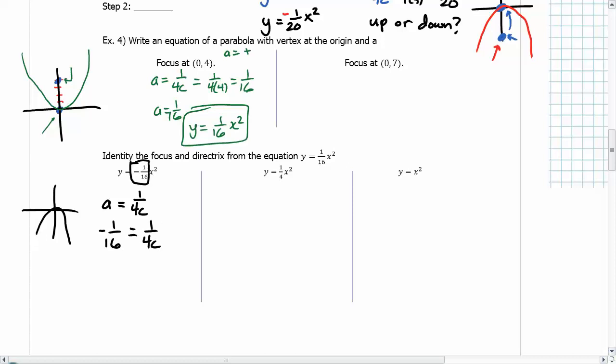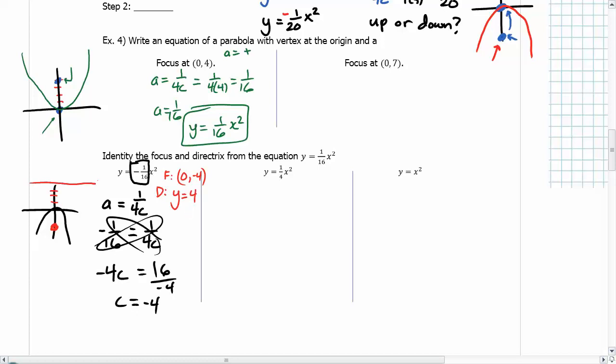Well, you can actually just cross multiply and solve this. So 4c, or negative 4c, equals 16. So that's just cross multiplication. And divide by -4. So c equals -4. Which means that your focus is here at -4. So focus is at 0, -4. Directrix is going to be at y equals +4, the same distance up, just like that.